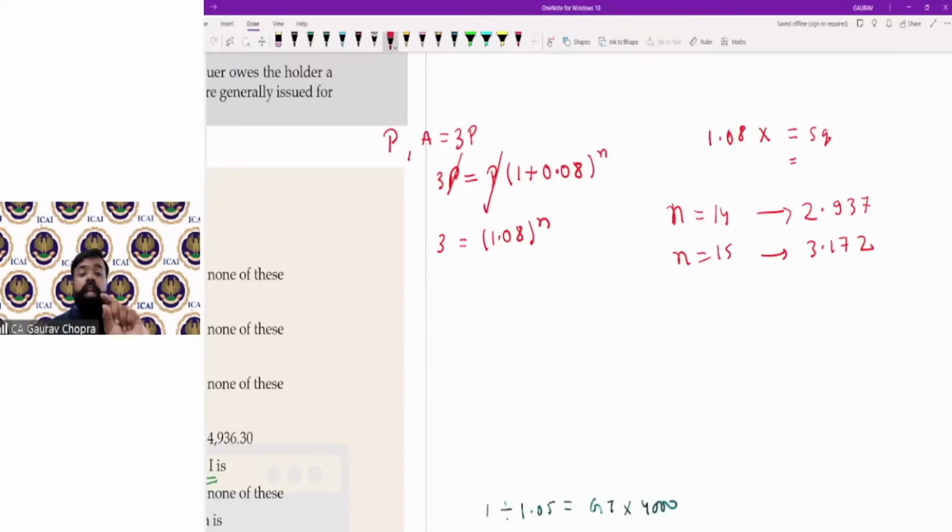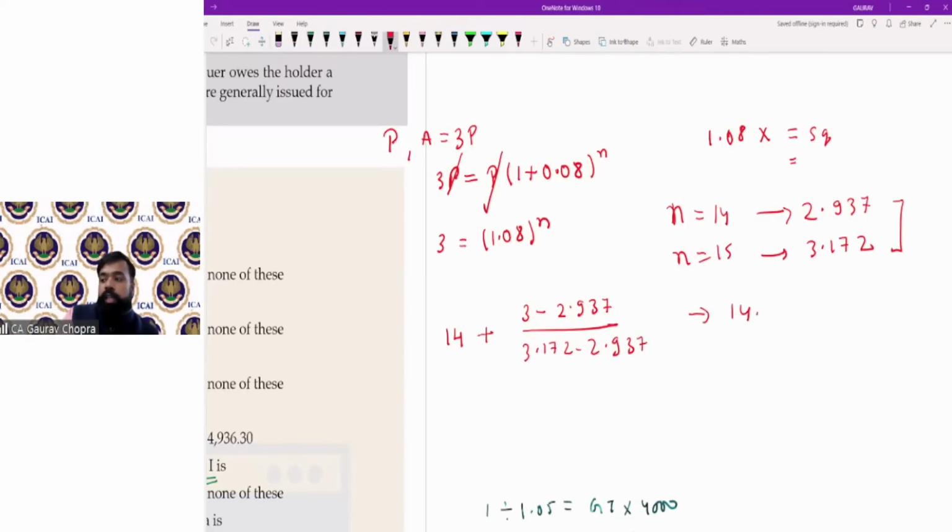That means the answer lies between 14 and 15. Now you have to calculate the exact answer, which we discussed earlier also. 14 years plus, to reach 3, 3 minus 2.937 divided by the total difference. So you can simplify this and get the answer. So 14.28 years is your answer. Okay.